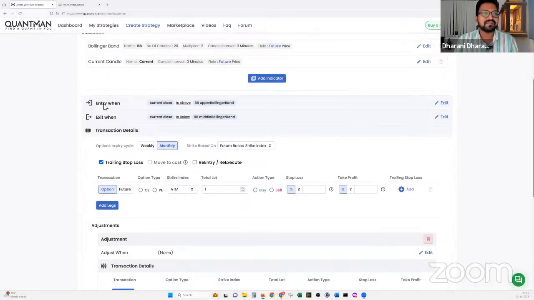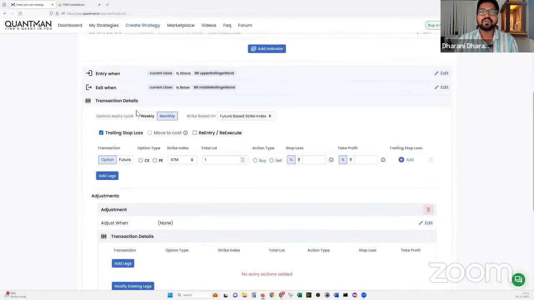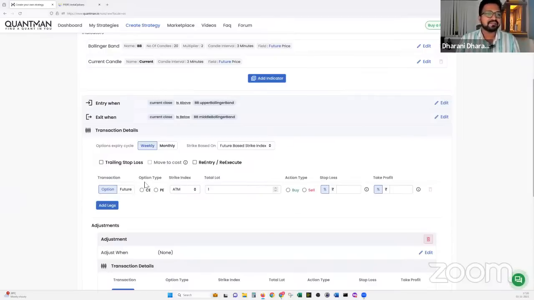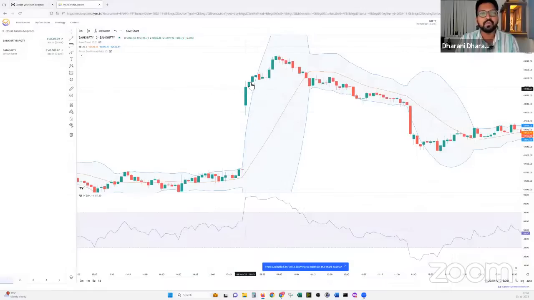So now I've given the entry and the exit, and I'm going to use a weekly expiry, not a monthly expiry, because 90% of us are using the weekly expiry. So I select weekly expiry. Then there are trailing stop loss, move to cost, re-entry, exit. These are the other features. Let me just ignore these things, nothing is required.